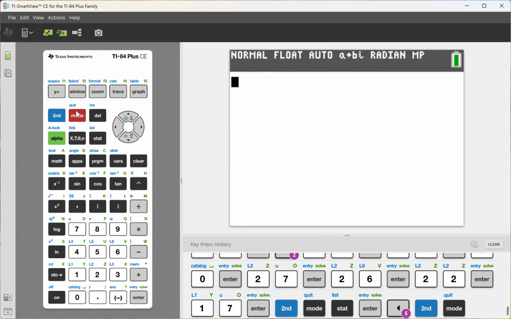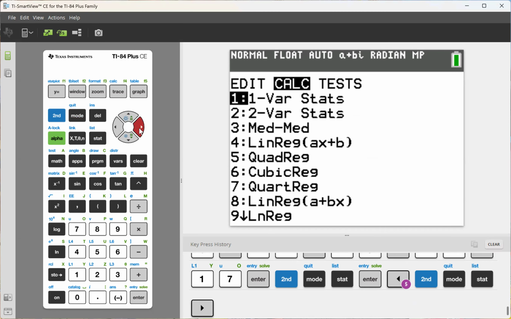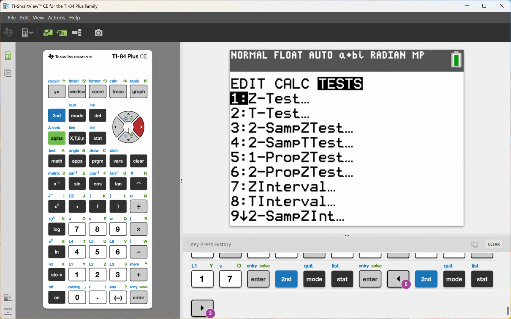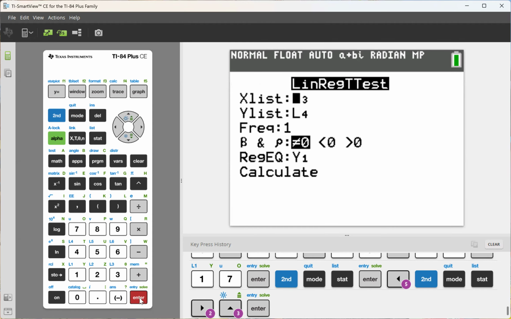So I'm going to get out of here. I'm going to go back in my Stat menu. I'm going to go over to Tests. And the menu item I'm going to look for is the LinReg t-test. I'm going to run a linear regression t-test on that data. So hit enter, and then tell the calculator where that data is located. I put my X's in L1. I put my Y's in L2.